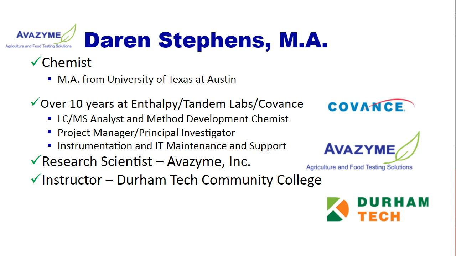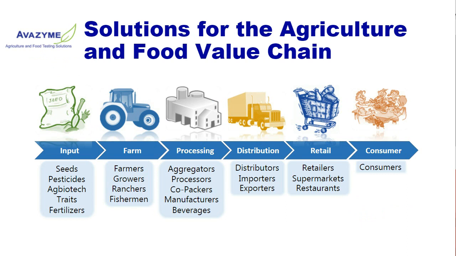Here at Avazyme, we're having a lot of fun providing customized solutions for our customers from agriculture and the entire food value chain. So we start with input parameters like doing customized research on pesticides and with ag biotech companies nationwide and even from abroad. We were working directly with farmers, growers. We work with food processors, beverage processors, brewers, distillers, and packaging companies. We work for distributors, importers, exporters, and sometimes also for retailers and consumers.